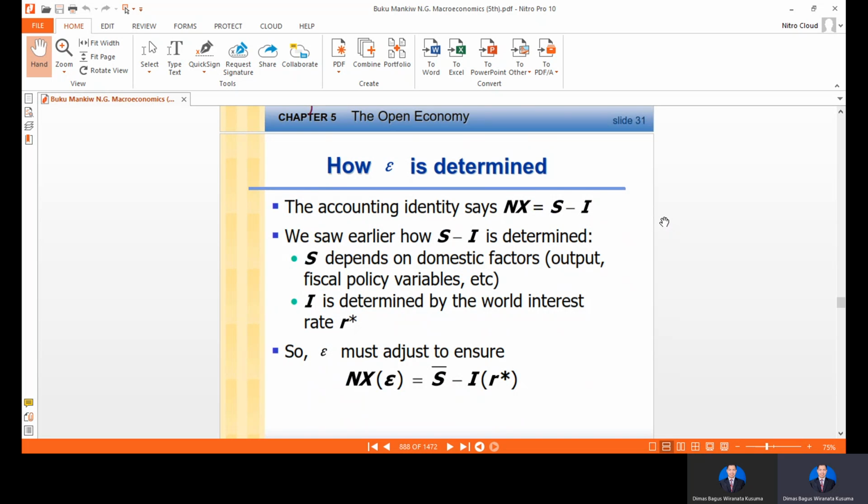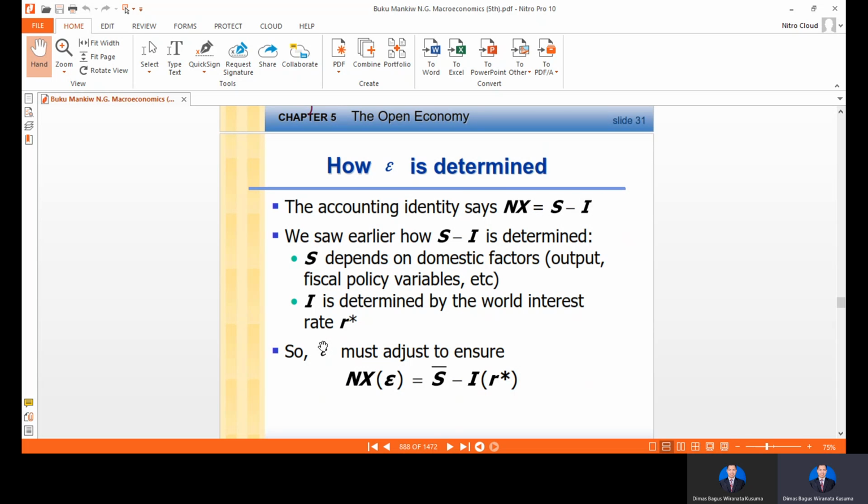So here is how the real exchange rate is determined. Previously, we learned the accounting identity that net export equals saving minus investment. We saw earlier how saving minus investment is determined. S depends on domestic factors such as output, fiscal policy variables, government, and taxes, and I is determined by the world interest rate, or r star.